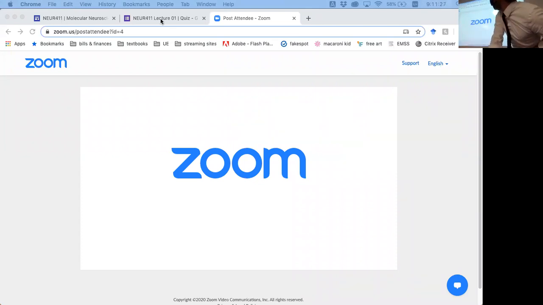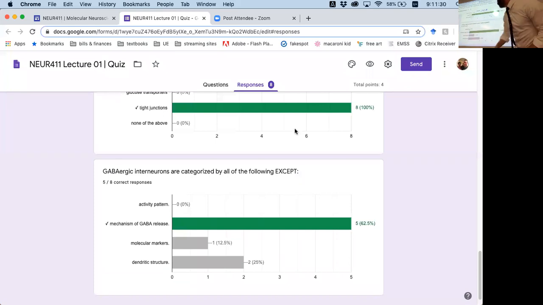All right, let's talk about the quiz. There's really only one question that we need to look at, and that's this bottom one. All right, so why is that the answer? So how do neurons release neurotransmitters? Have we learned that before? What comes to mind when you're thinking neurotransmitter release? Synaptic vesicles. Sweet. Synaptic vesicles.